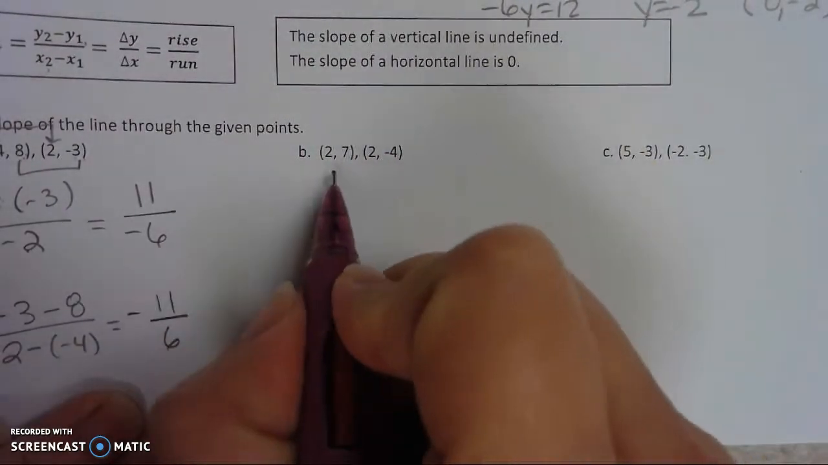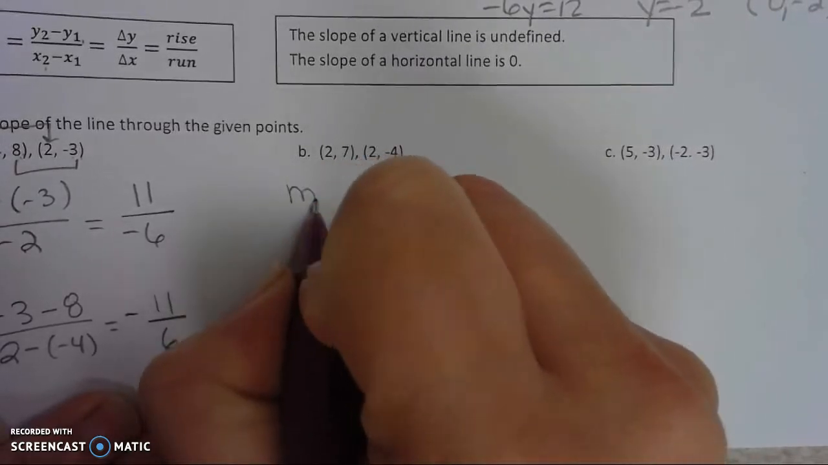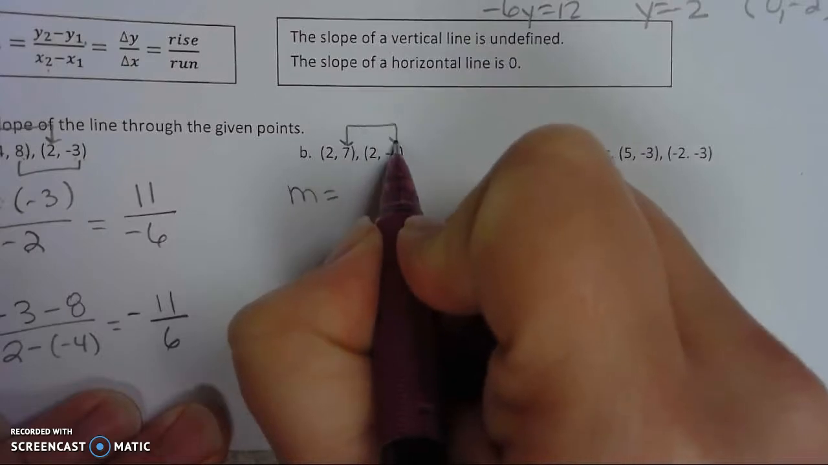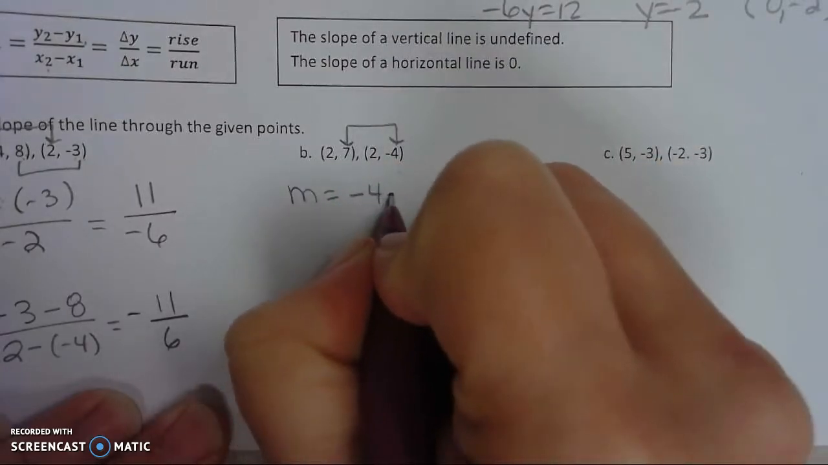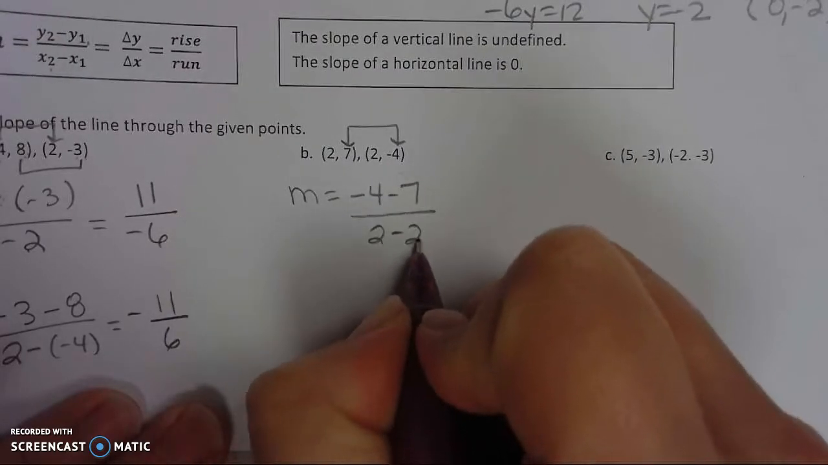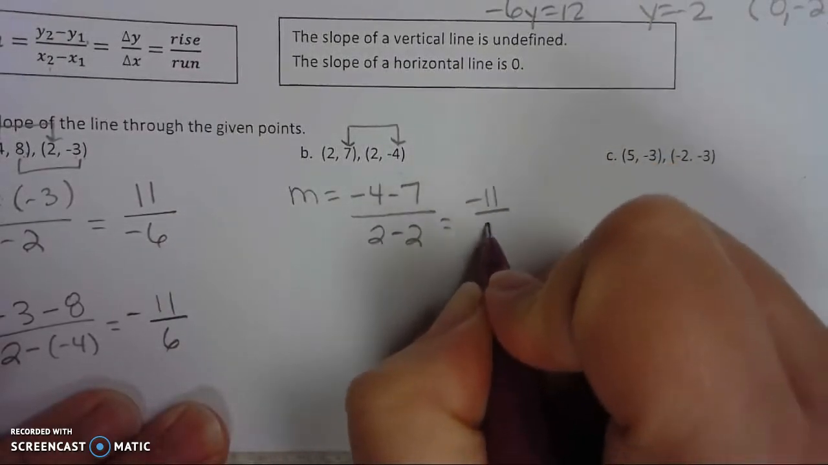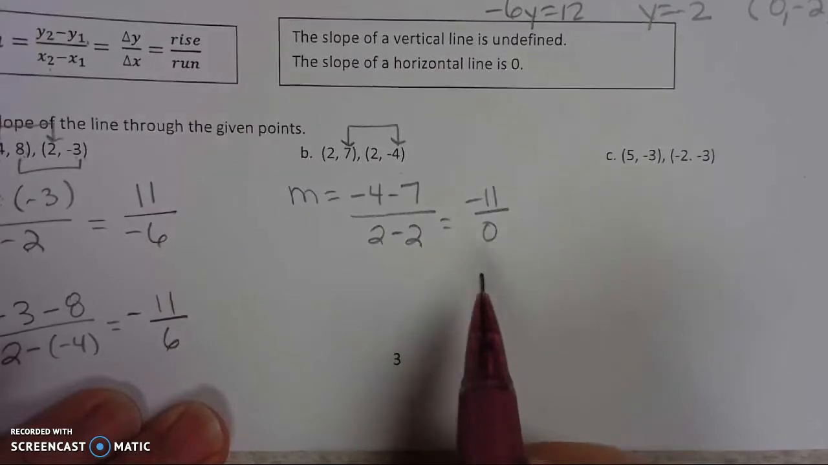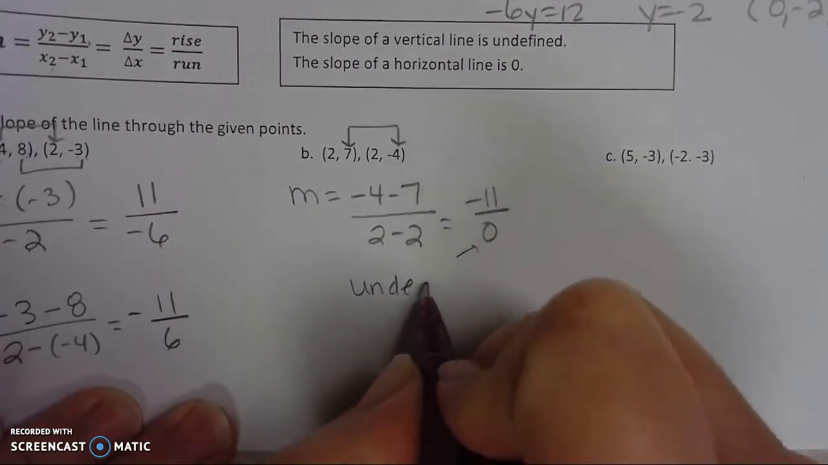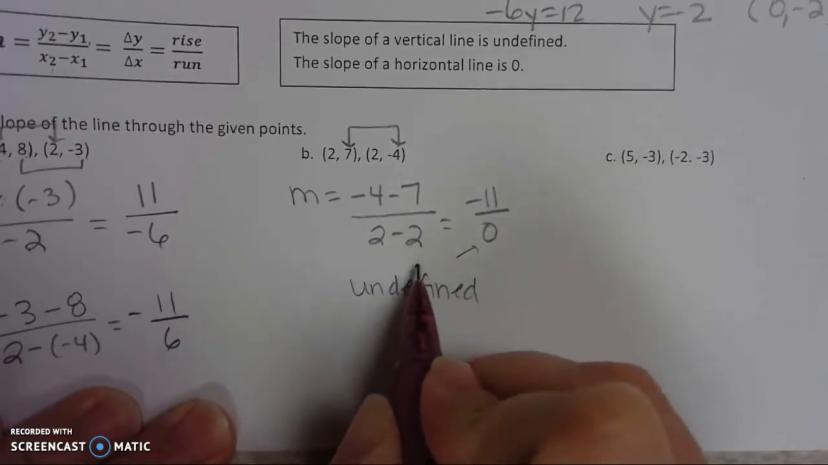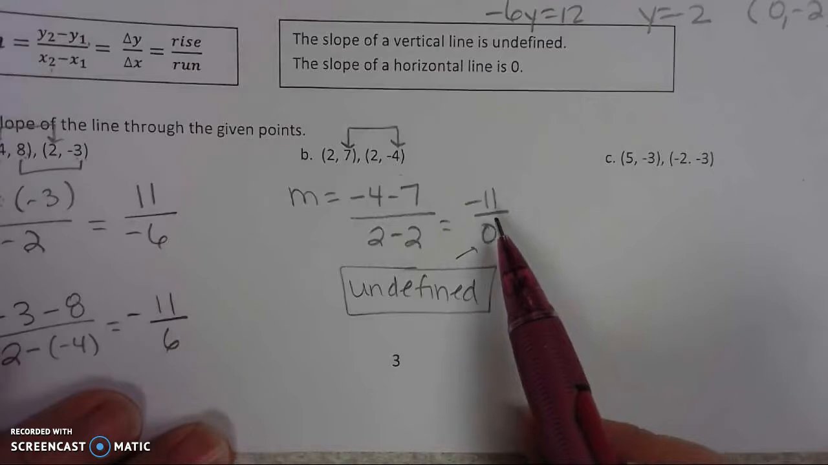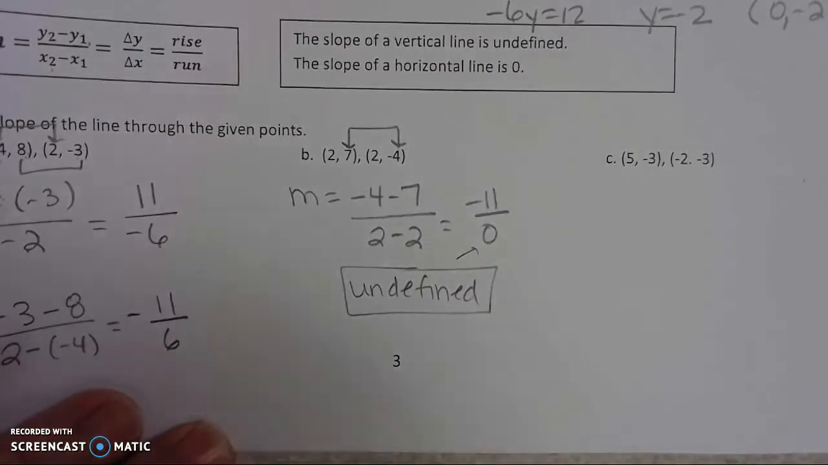Let's take a look at these next two. I want to find the slope of the line that passes through these 2 points. I need to use the slope formula to do that. I'm going to take my y's and subtract them. I'm going to say -4 minus 7, and then on the bottom, 2 minus 2. I'll get -11/0. Now notice 0's on the bottom, and we can't have that. We say when that occurs that the slope is undefined. So anytime you get 0 in the denominator, the slope is undefined.